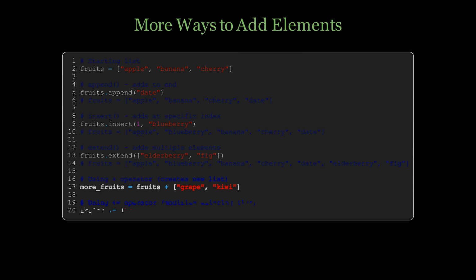Besides append, we have insert for adding at specific positions, and extend for adding multiple elements. Insert takes an index and value, placing the new element at that position. Extend adds all elements from an iterable to the end. The plus operator creates a new list, while plus equals modifies the existing list in place.